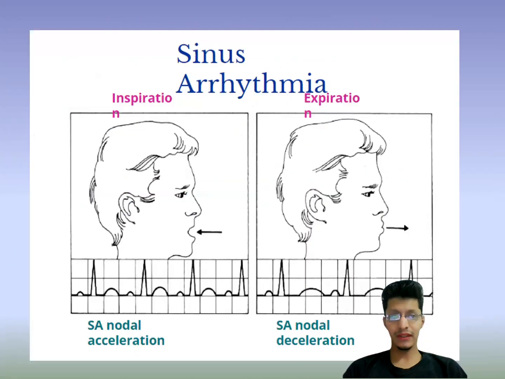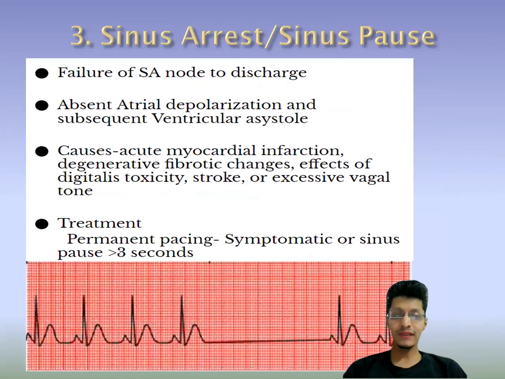Then we have a sinus arrest or sinus pause. What is sinus arrest? When there's a failure of the SA node to discharge, there will be a phase of complete ventricular standstill and absent depolarization. In simple words, there will not be one P wave and QRS, and after that the wave will regenerate. Okay, when does this happen? This happens in MI patients, in degenerative changes, digitalis toxicity, stroke, or excessive vagal tone. It is very common. Pacing is required only when it is symptomatic or the sinus pause is more than 3 seconds. Okay.